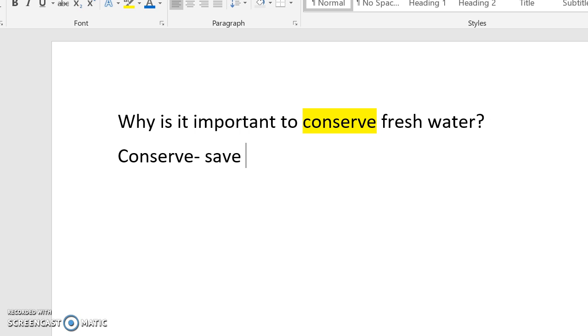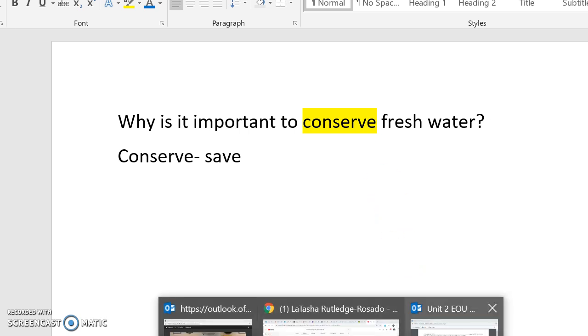So if we use the replacement strategy, we would just go ahead and reread it with our replacement word, which is save. So why is it important to save fresh water? That is the idea that we want to be able to capture in our constructed response, okay? So now I'm going to go back to where we need to be so that we can actually read the text. Okay, wish me luck.